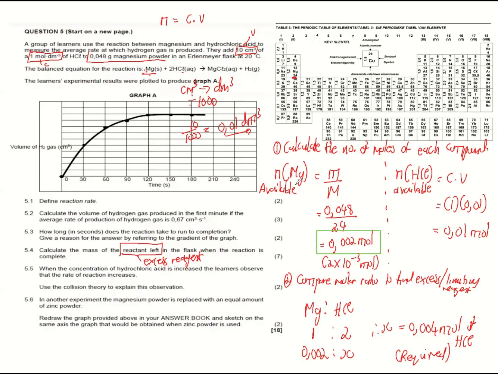All of the magnesium will come to completion while there is still some hydrochloric acid left. So how do we know that there will be some of the hydrochloric acid left? Because the number of moles required is actually less than the number of moles available.